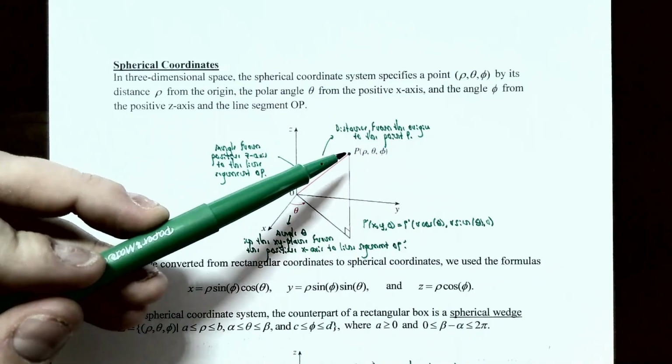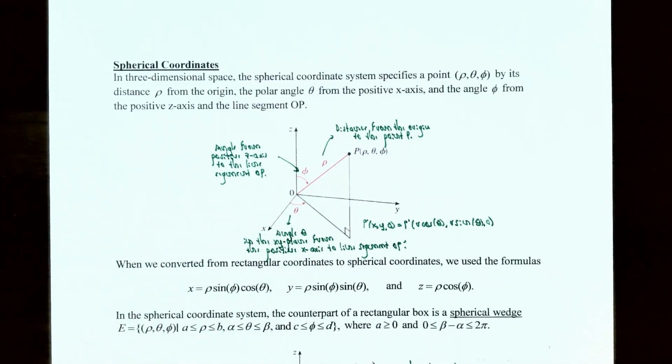When you have the point projecting to the xy plane, you have polar coordinates. That's this angle theta. It's the same angle theta as in cylindrical coordinates. And then the angle phi is the angle from the positive z-axis to the ray OP.